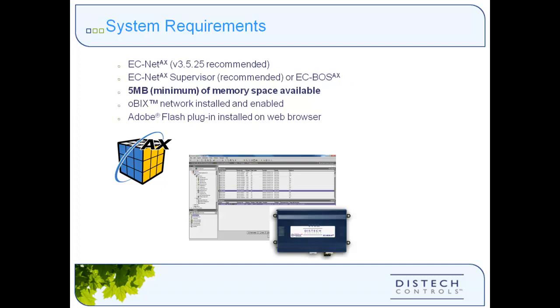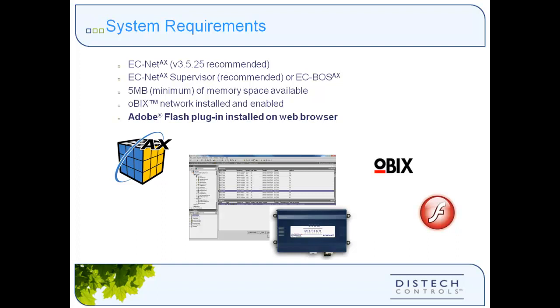Any station running the ECNet AX EnerVue service should have at least 5 MB of memory space available. The connected ECNet AX station must have OBIX installed and enabled in the station's drivers folder. Finally, ECNet AX EnerVue requires that the Adobe Flash plugin be installed on the web browser. We will now take a moment to demonstrate how you can get started in using ECNet AX EnerVue.